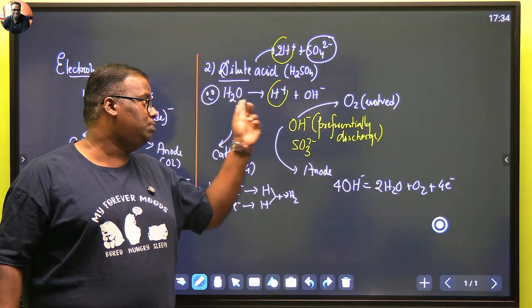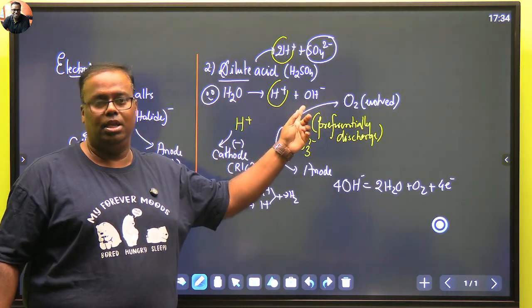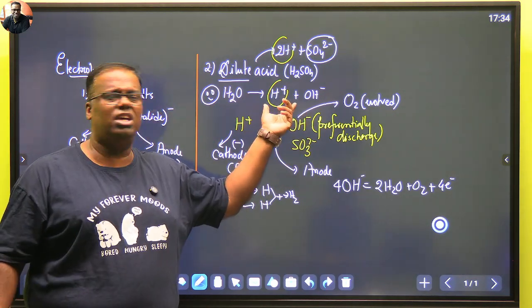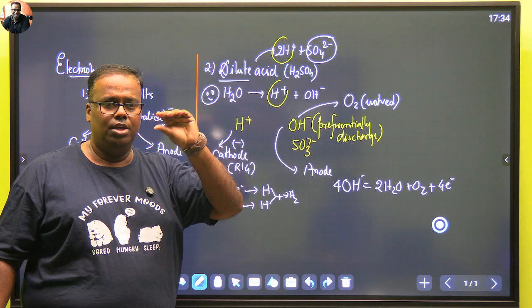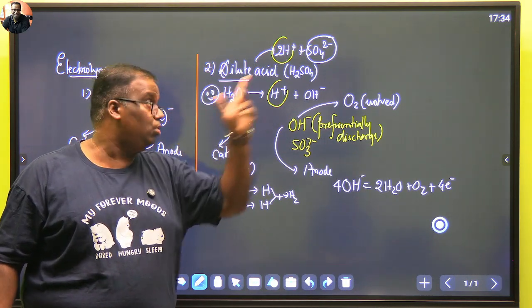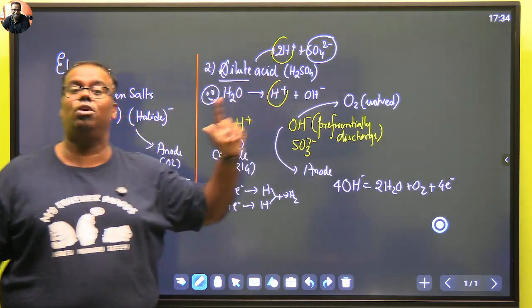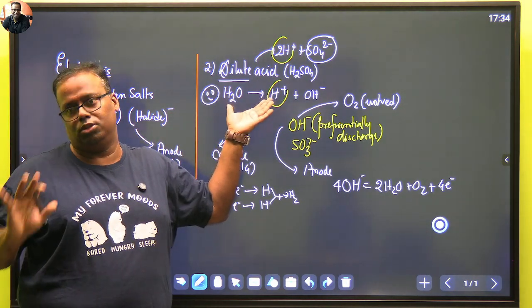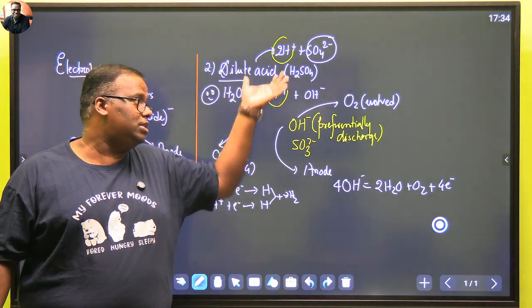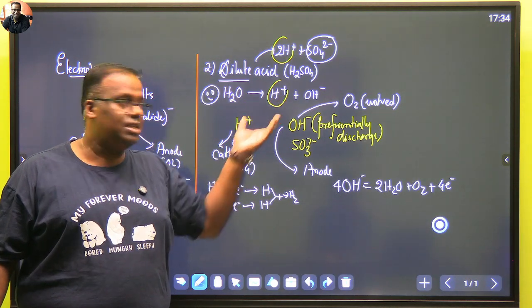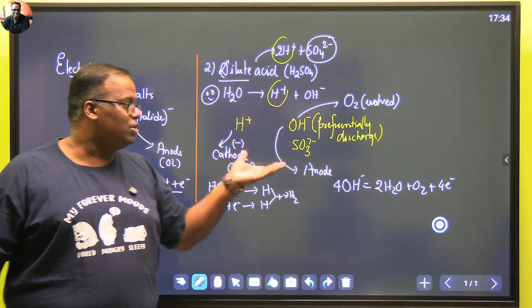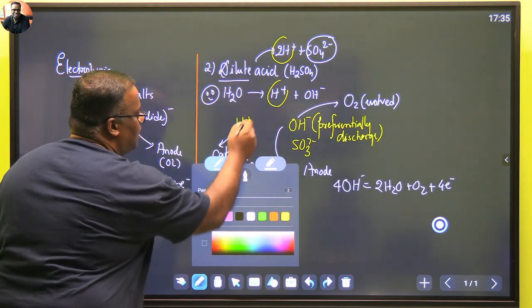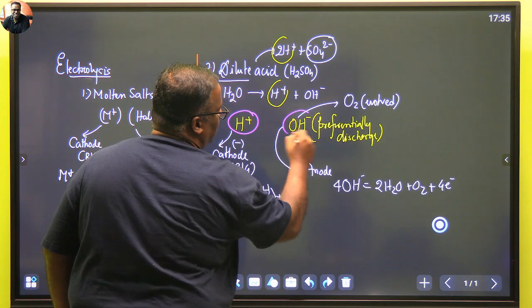Water will always break and give you 2 ions, H+ and OH-, even if it is pure. But in the case of pure water, this ionization is very, very small, not enough to conduct electricity. So what do you do? You add acid. Then it is called acidified water. Acidified water will conduct very well. So electrolysis of acidified water is the same as electrolysis of water, because at the end of the day, the two ions participating in my reaction are none other than H+ and OH-.